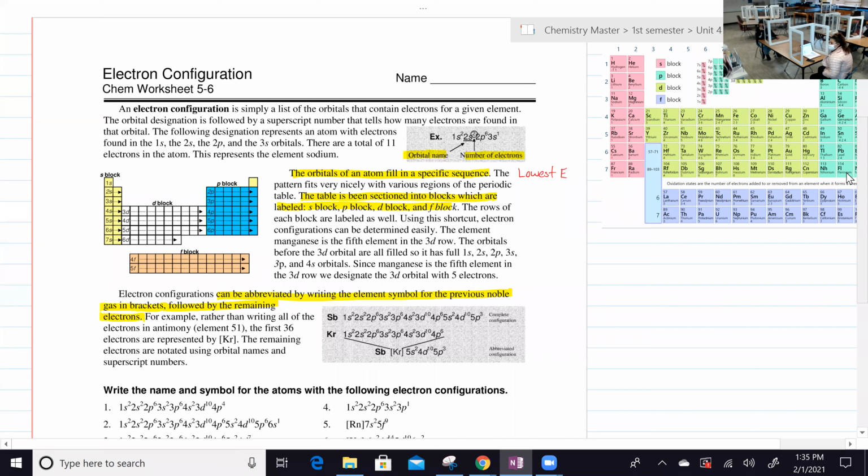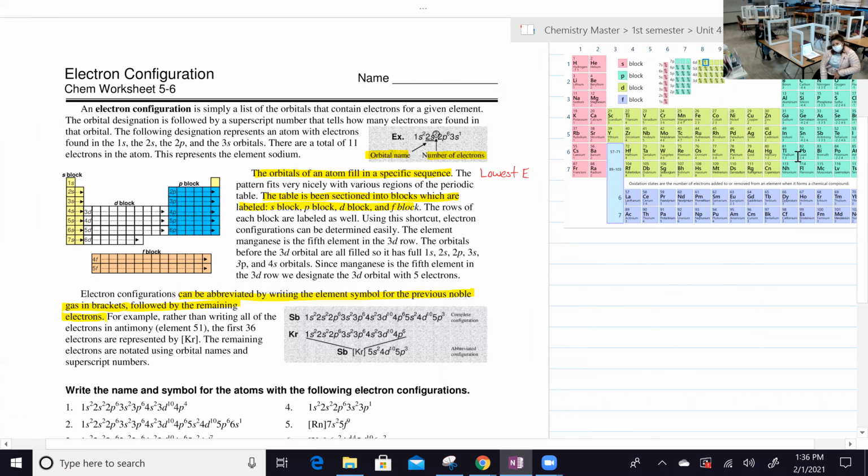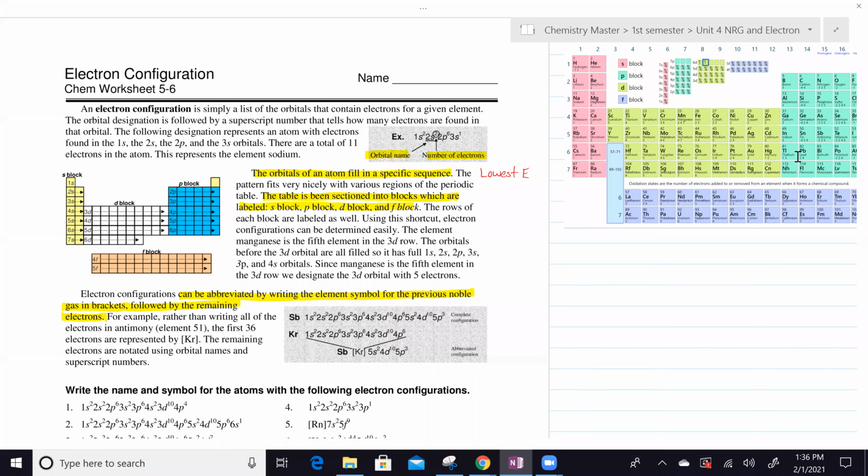I know that sounds weird, but in other words, if I was doing magnesium, let me just show you. If I were doing magnesium, which is right here, I would have to tell you the address for everyone up to magnesium. So I would have to include hydrogen, helium, lithium, beryllium, boron, carbon, nitrogen, oxygen, fluorine, and so on. It's too much.